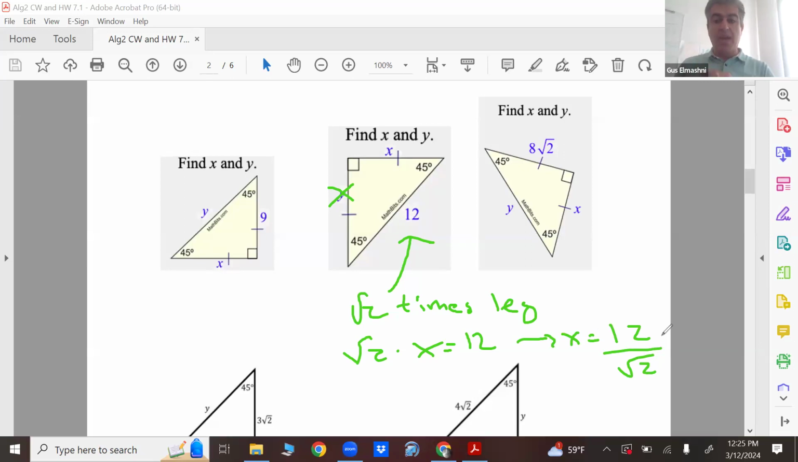Close. Yes, you're correct. Now, here's where people mess up. Yes, you can say it's 12 over root 2. Personally, I'm actually kind of cool with that. As a calculus teacher, actually, I don't care if my students write that way because as long as you can do the calculus, it's all good.